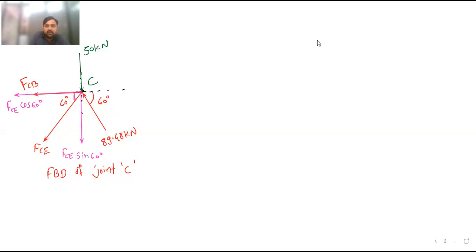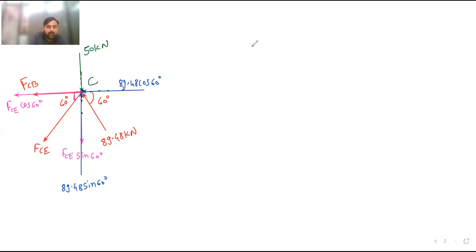So this is FCE. Next, I will resolve this 89.48 kilonewton. Again I will get two components. One component is parallel to Y, along this line, and the second component is parallel to X. So here I will write 89.48 sine of 60, and this is 89.48 cos of 60. So this is our free body diagram. Now we will apply equations of equilibrium.